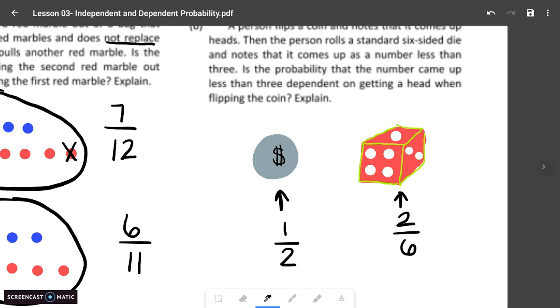So no matter what, for flipping a coin and rolling a die, they are independent of each other because no matter what happens with those two individual events, they have no effect on one another. Okay? Dependent is something that would change the outcome.